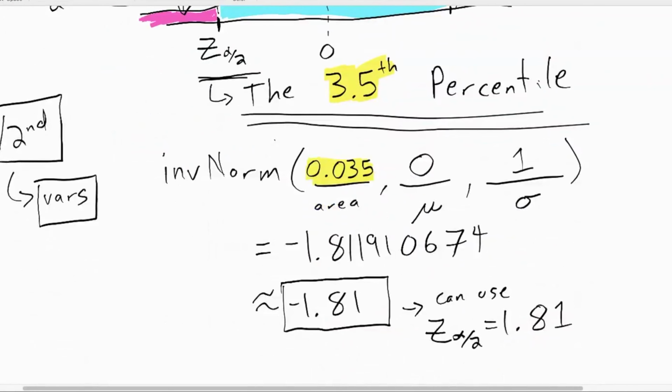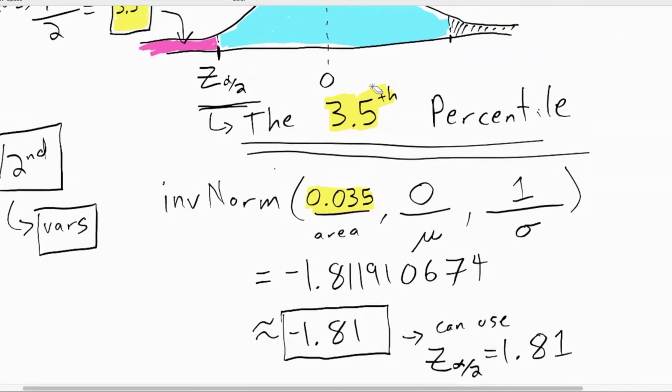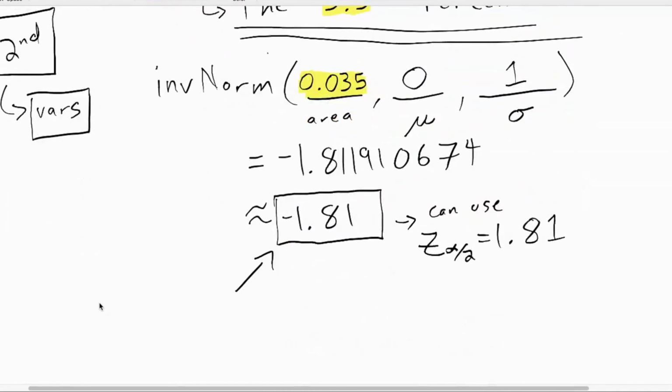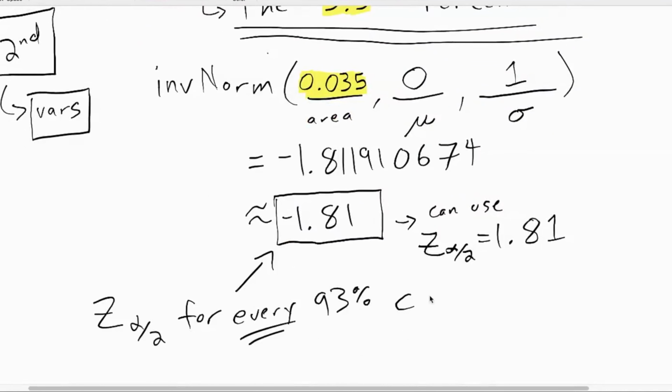Or might it be different sometimes if it's a 93% confidence interval? It would always be that 1.81. It would, yeah, exactly, yes. For 93%, this is Z of alpha over 2 for every 93% confidence interval for a population proportion.